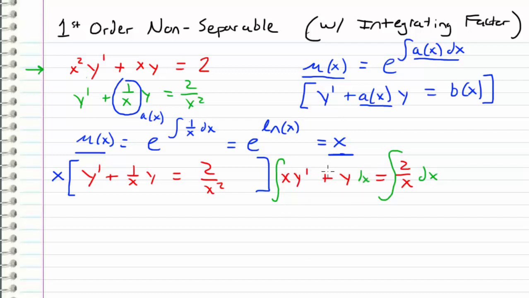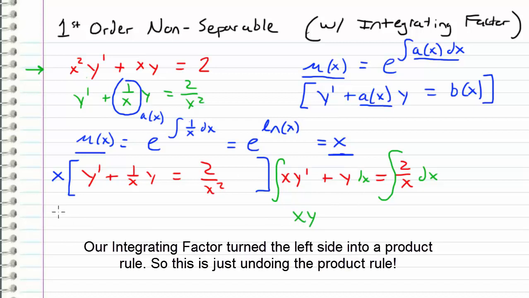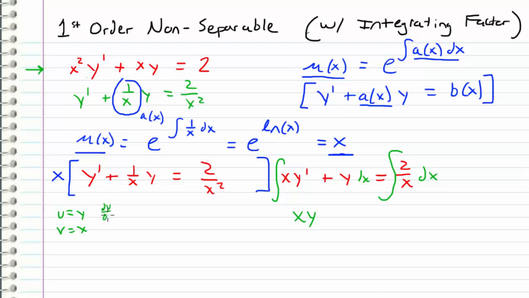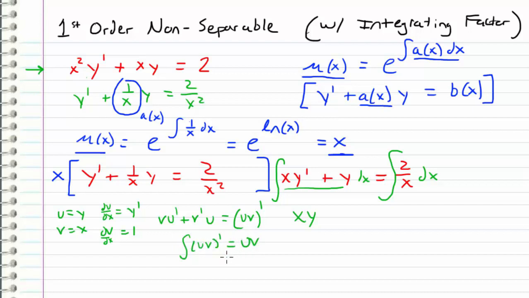So the integral of x y prime plus y is just equal to our integrating factor times y, which is just x times y. And again, this comes from the product rule. We let u equal y and we let v equal x, where du dx is equal to y prime and dv dx is equal to 1. So this left-hand side expression comes out to be v u prime plus v prime times u, which we know to be the derivative of u times v. So when we integrate this side, all we get is u times v, which comes out to just be x times y, which is why I got this right here.